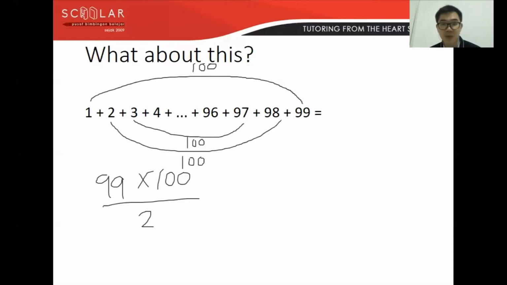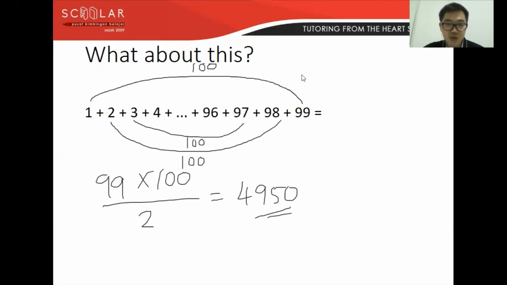Why do we need to divide by 2? Because we are pairing them. So the total number that we have is half. 99 times 100 divided by 2, that will give you 4950 as the final answer. Okay, let us put this into a step-by-step process.